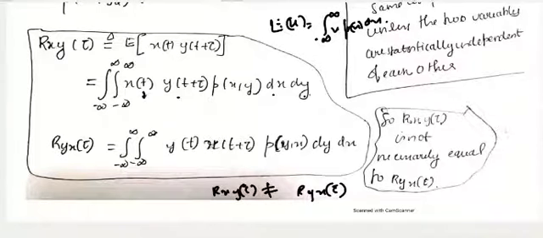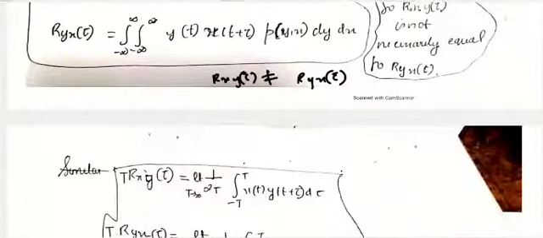So, x of t will not be the same as y of t, and vice versa, and y of t plus 1 will not be the same. We cannot predict what the value is at a certain instant of time. That is why it is known as a random process, a random function. So we cannot write r x y of tau is equal to r y x of tau. It may or may not be, and mostly we cannot say they are equal. So, it is safe to write r x y of tau is not equal to r y x of tau.